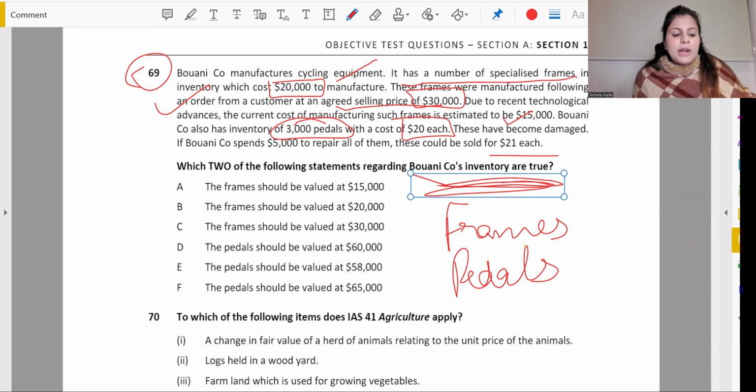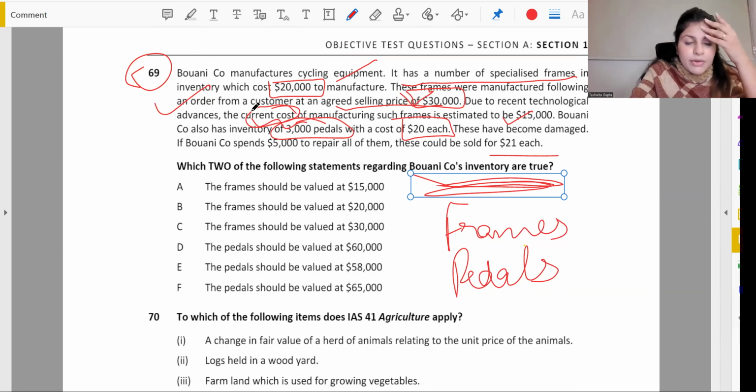I need to keep them at lower of cost and NRV. So what's my cost? My cost is 20,000. What's my NRV? NRV is fair value minus cost to sell. Is there any fair value given? Yes, 30,000 is the fair value, the agreed selling price. This current cost, does that matter to you? How much is the cost today for manufacturing?